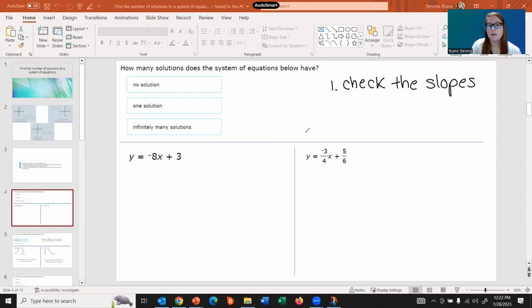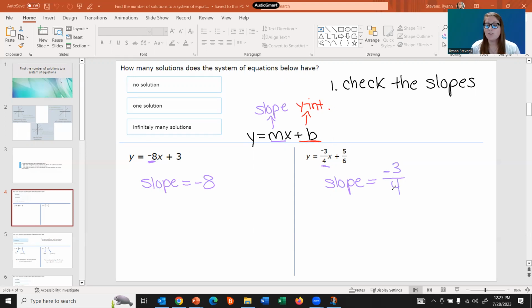Okay, and remember an equation is written in slope-intercept form if it's written as y equals mx plus b, where our m, the value in front of the x, is going to tell us what the slope of the line is, and our value that's at plus b is going to tell us what the y-intercept is going to be. And so that's the first thing we want to do with this: check the slopes. So we're going to check this number that's in front of the x. Our slope of this line is going to be negative 8. And our slope of this line is going to be negative 3/4. And now we can see here that the slopes of these lines are different.